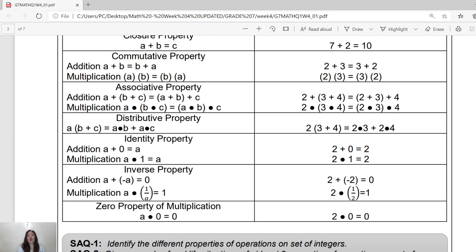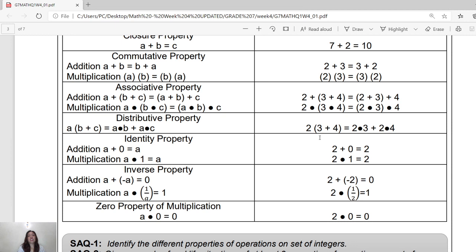Another we have here, the distributive property. Distributive property of multiplication over addition. So, if you have a group of B plus C multiplied to A, this can also be written as A times B plus A times C. So, an example we have here, a group of 3 plus 4 multiplied to 2 can also be written or equals to 2 times 3 plus 2 times 4.